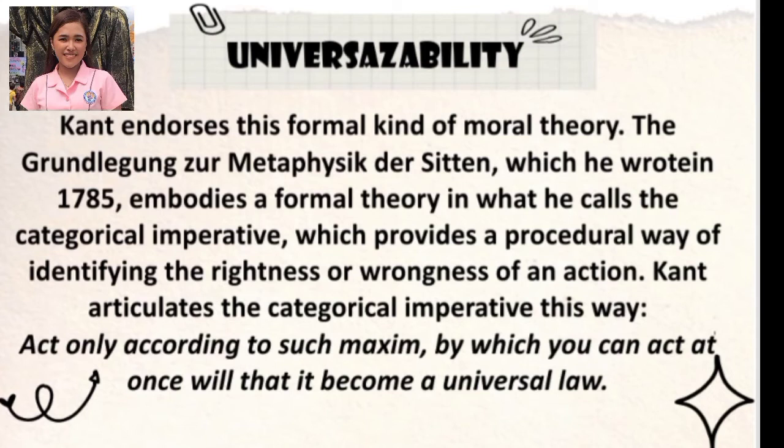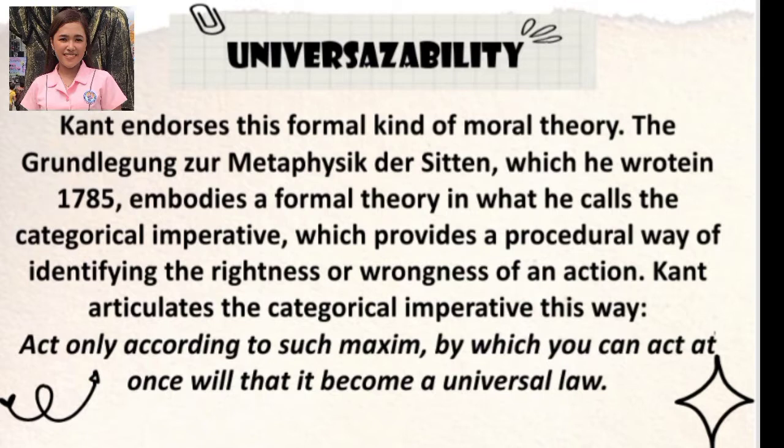Kant endorses this formal kind of moral theory. The Grundlegung zur Metaphysik der Sitten, which he wrote in 1785, embodies a formal theory in what he calls the categorical imperative, which provides a procedural way of identifying the rightness or wrongness of an action. Kant articulates the categorical imperative this way: act only according to such maxim by which you can at once will that it become a universal law.